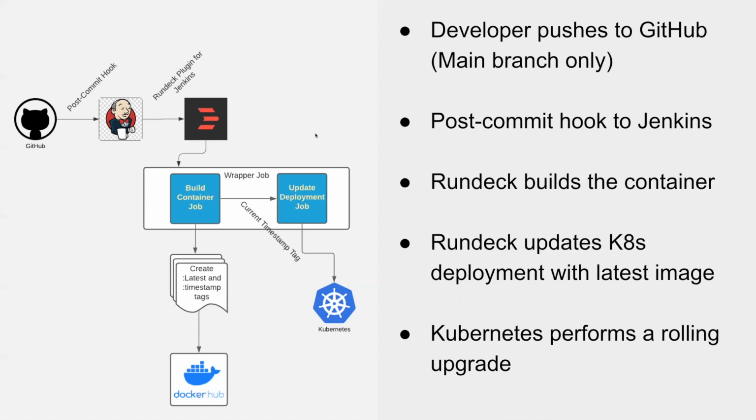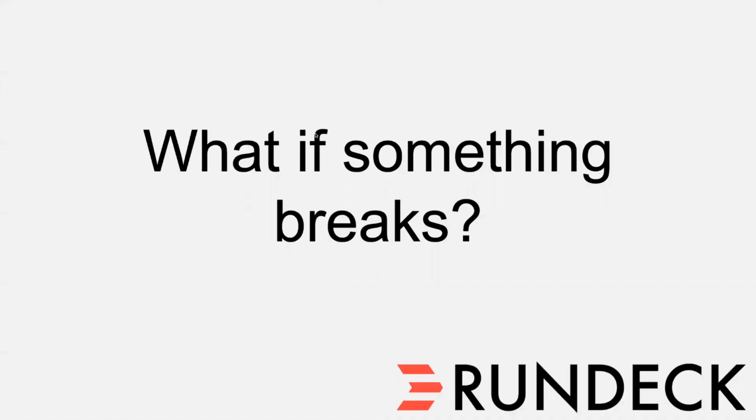And then once that build job is done, we're going to run an update deployment job, which just talks to Kubernetes and updates the deployment description. We're just going to send the current timestamp tag of that particular image to Kubernetes so it will pull and do a rolling restart. So the question is, what if something breaks? What if there's a problem with your rollout procedure?